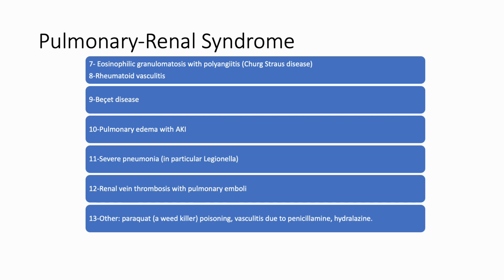Severe pneumonia, in particular Legionella, renal vein thrombosis with pulmonary emboli, and other uncommon diseases: paraquat poisoning, vasculitis due to penicillamine, or hydralazine.